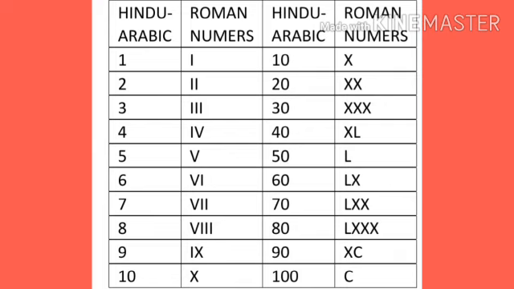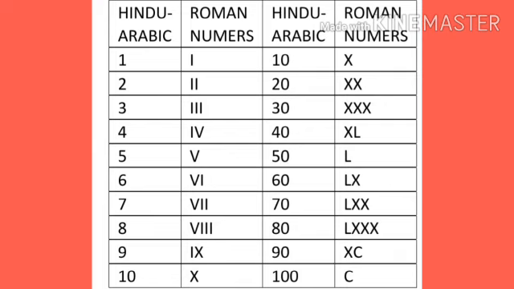1 is I. Now 2 is II. We can repeat I 3 times. For 3, III. Is that clear? Now for 4 we can't repeat 4 times. So we have to subtract 1 from 5. So 5 is V. So 4 is IV. Means 5 minus 1, that is 4. Now for 6, V plus 1, that is 5 plus 1, VI. So for 7, VII. For 8, VIII. We can't write 4 times. For 9, we have to subtract 1 from 10. So IX is 9. Now for 10, we have to write X.